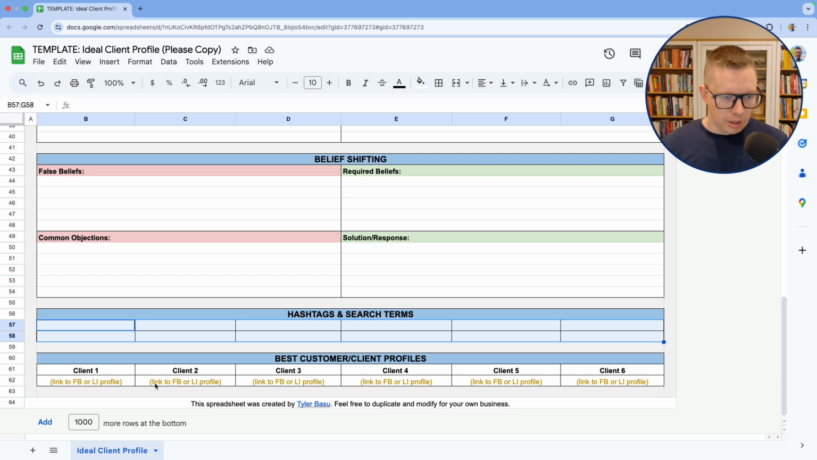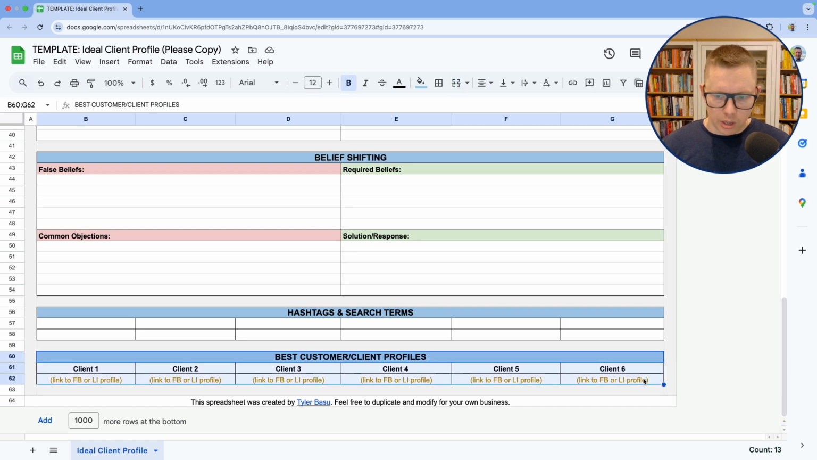And then lastly, the last section of the worksheet is your chance to give some real examples of people who fit the criteria. If you've worked with some of these clients in the past, you could link to their social media profile, such as a Facebook profile or a LinkedIn profile as an example. And if you don't have a lot of past clients who fit this ideal client profile, then just go out and find some people who look like they do and link to them here so that there are some tangible examples.